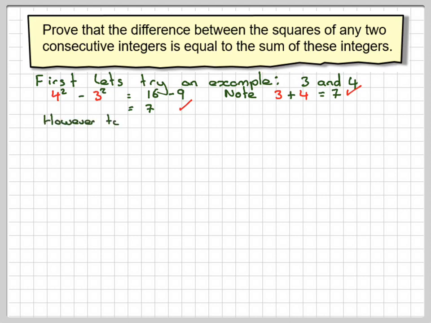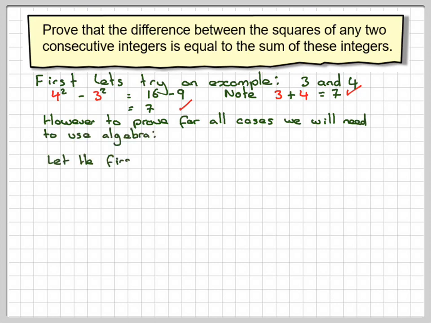Okay, but that doesn't prove it for every single case. So we now have to prove it for all cases. We will need to use some algebra. Okay, let the first integer be n, and then the next integer, because it's consecutive, will be one more, which will be n plus 1.